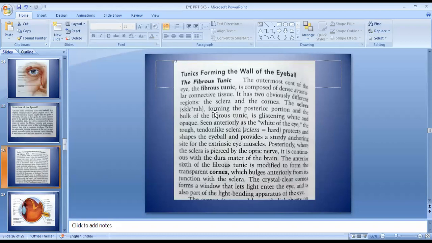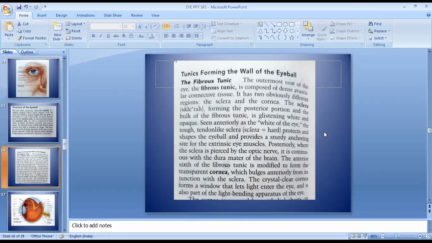So the sclera, forming the posterior portion and the bulk of the fibrous tunic, is glistening white and opaque. That's why the eyeball looks white. Seen anteriorly as the white of the eye, the tough tendon-like sclera protects and shapes the eyeball and provides a sturdy anchoring site for the extrinsic eye muscles. So all the eye muscles are actually anchored in this layer, and they help the movement of the eyeball.